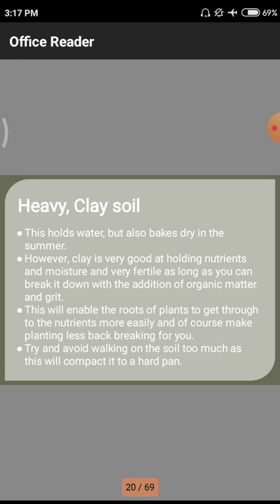First of all, this holds water but also breaks and dries in the summer. Holds water means whenever there is a rainy season, the total soil will absorb a huge amount of water. That is the main drawback, but it also breaks and dries in the summer season.